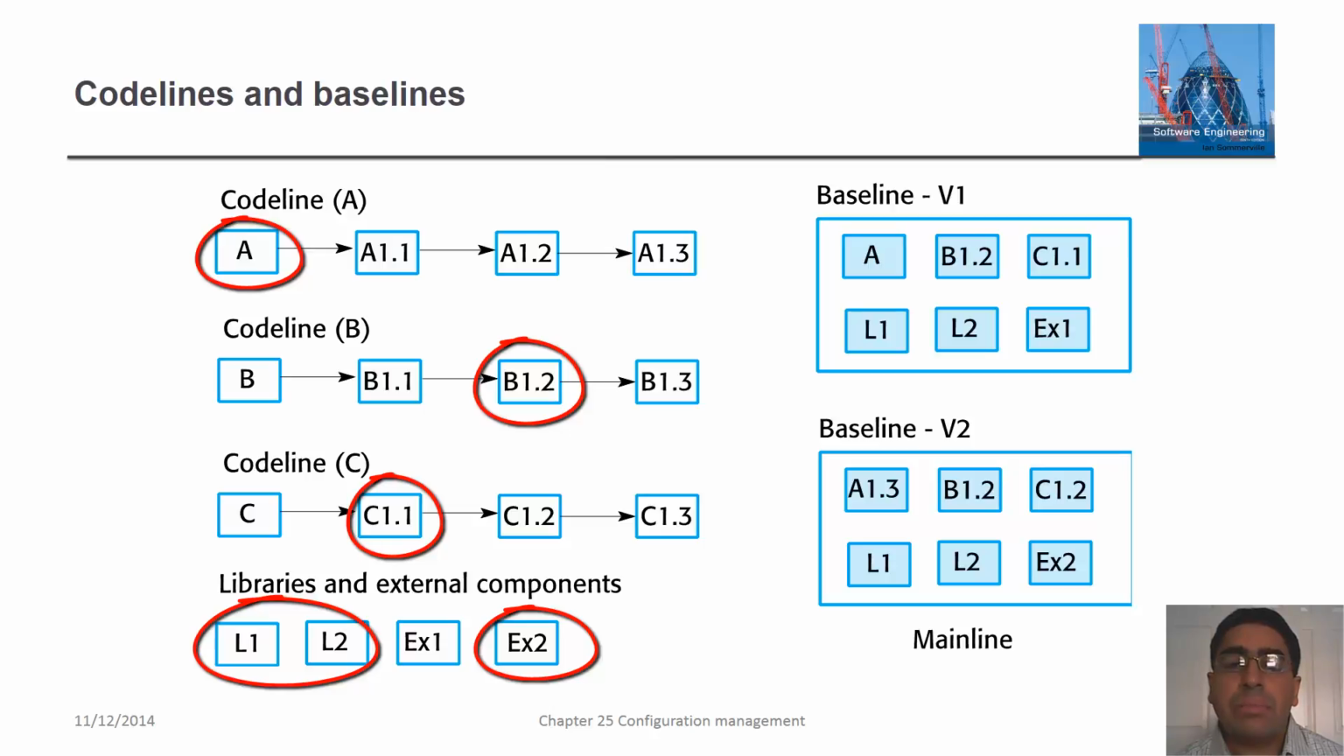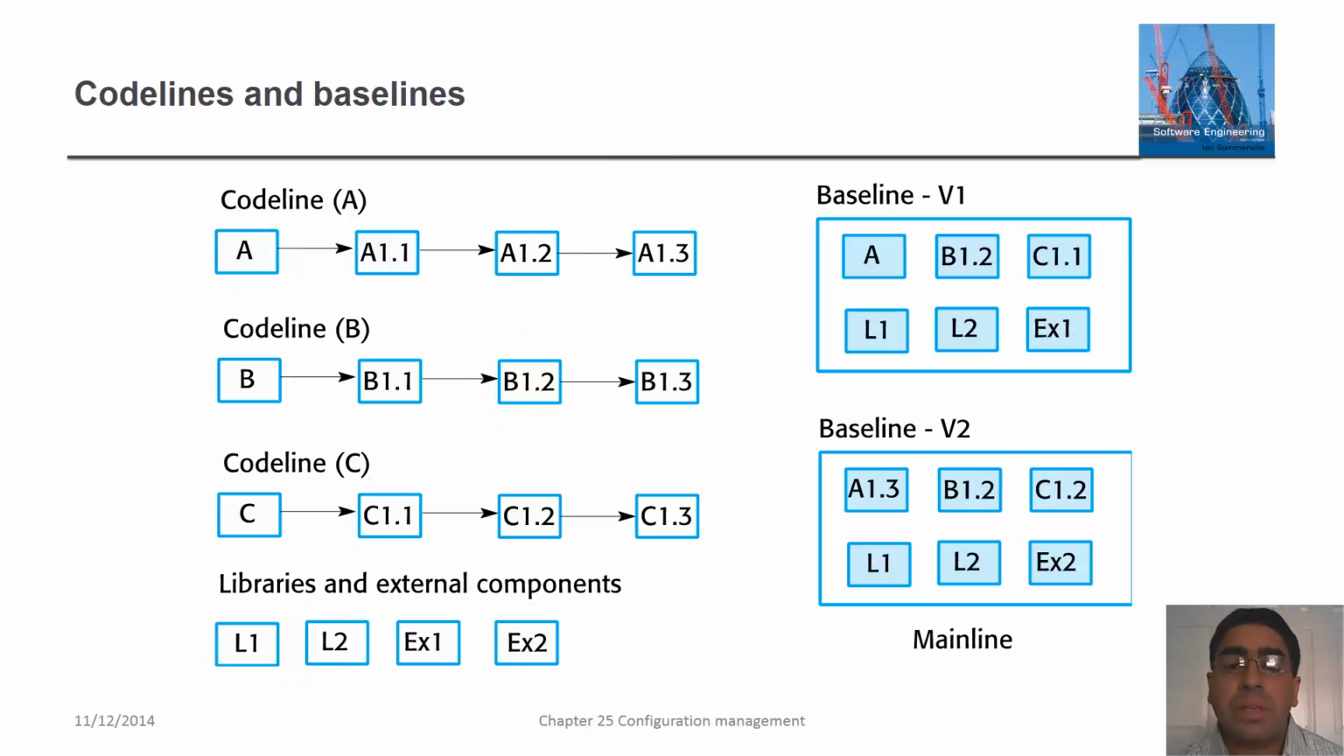Baselines are important because you often have to recreate a specific version of a complete system. For example, software that was delivered to a specific customer may need to be fixed if that customer reports bugs in their system. A mainline consists of a sequence of baselines representing different versions of a system.